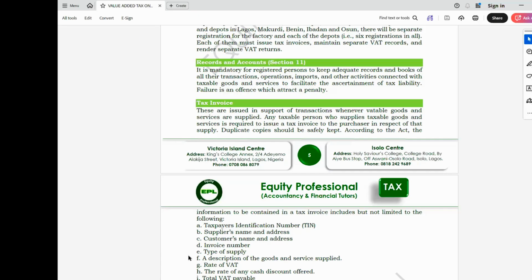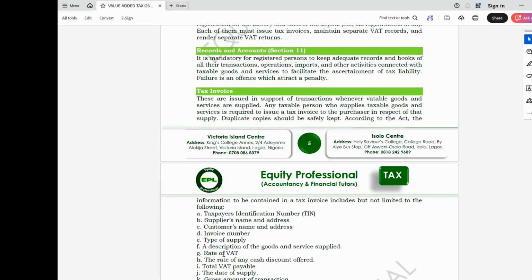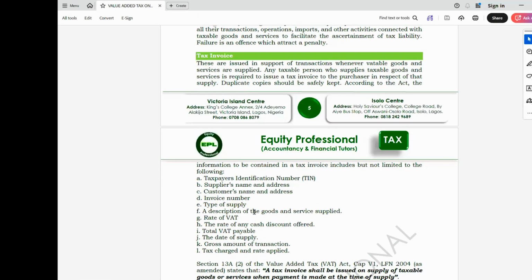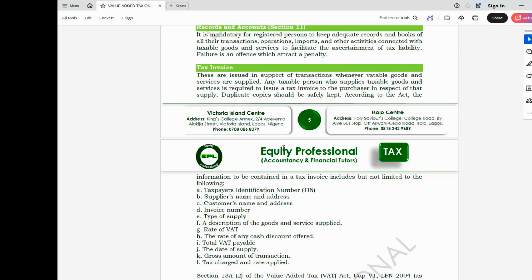name and address, the invoice number, type of supply, the type of supply that attracts the VAT, the description of the goods and services supplied, rate of VAT, the rate you apply, the rate of any cash discount offered, whether there is any discount offered on that transaction, total VAT payable, the date of the supply, gross amount of transaction, tax charge, and rate applied. All these will be stated in the invoice, in the tax invoice.